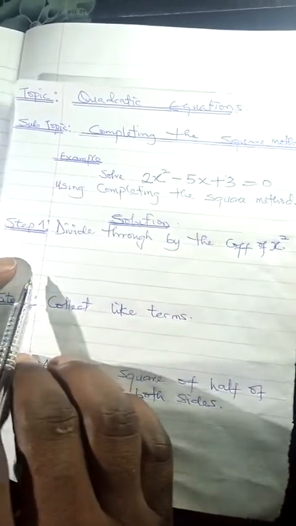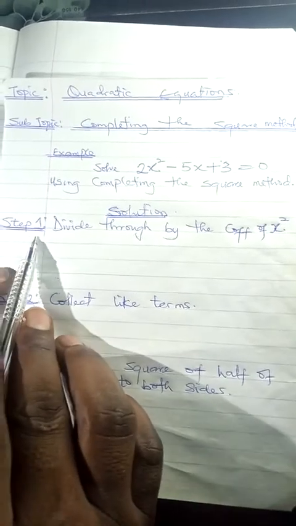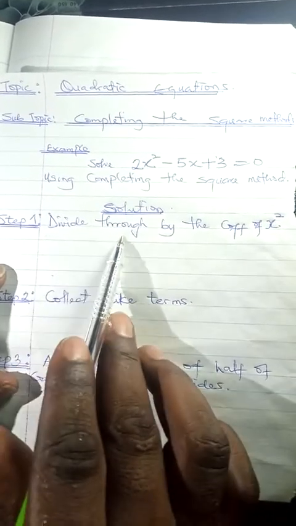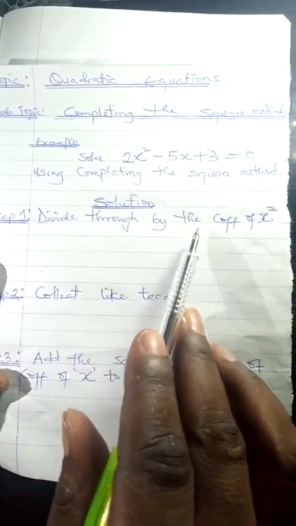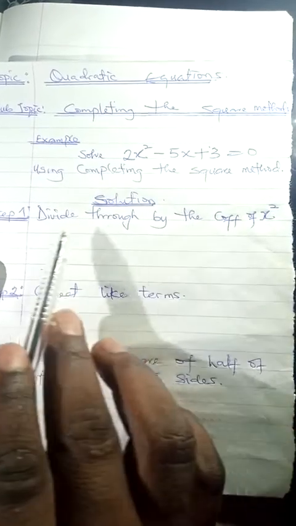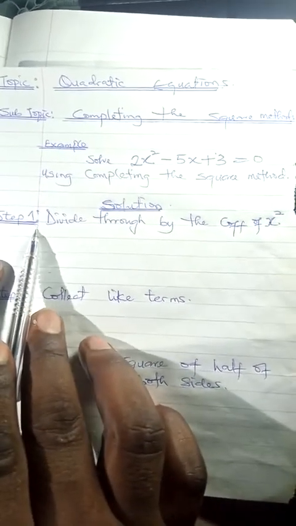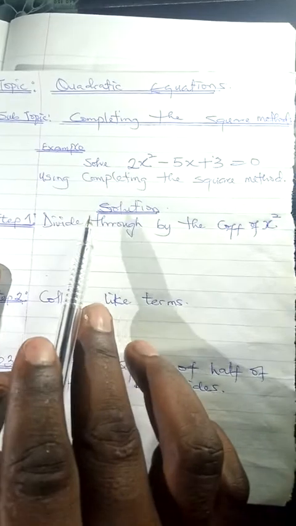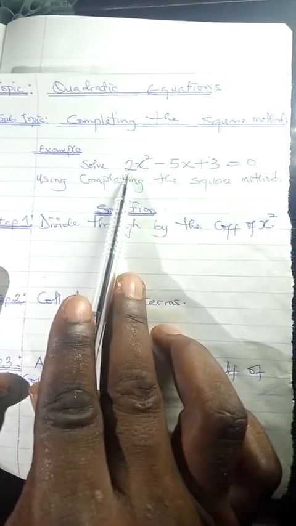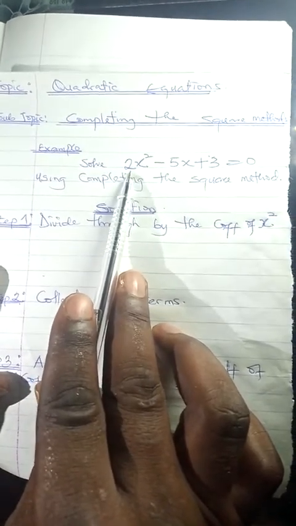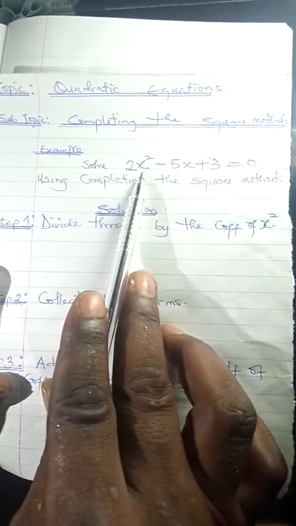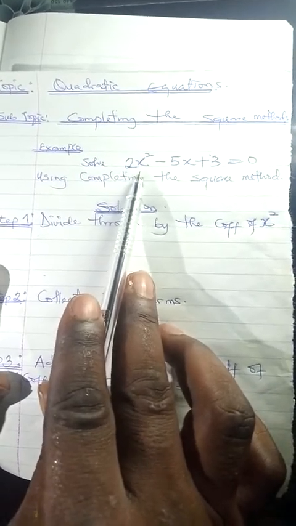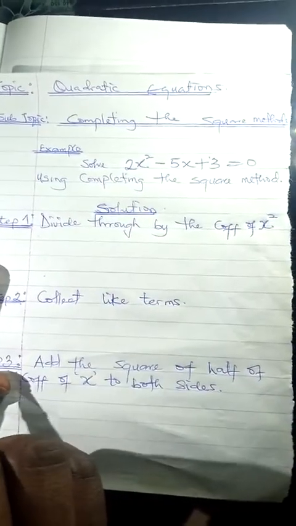Now, the solution. Step 1: divide through by the coefficient of x squared. This step is necessary if and only if the coefficient of x squared is greater than 1, like in this example. The coefficient of x squared here is 2. Therefore, we will divide through by the coefficient of x squared.